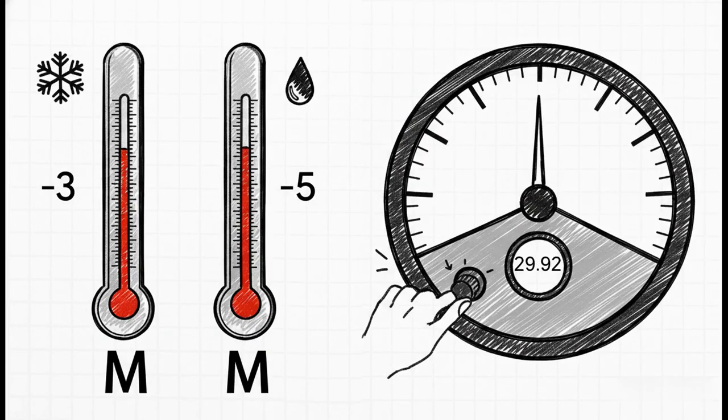Breaking this down is simple. M03/M05. That M stands for minus. So the temperature is -3 degrees Celsius and the dew point is -5. Then you have A2992. That A is for altimeter. This is telling you to set your altimeter to 29.92 inches of mercury. And this is a non-negotiable safety step. It's what ensures you have the right altitude.